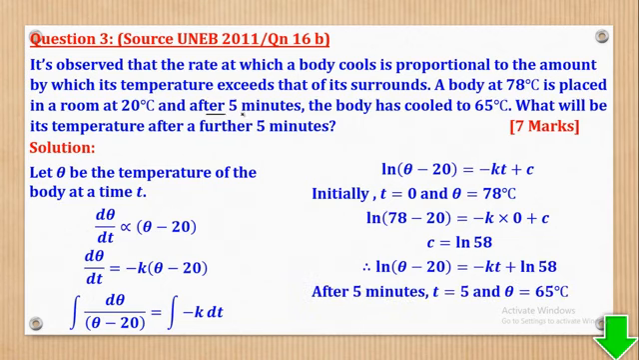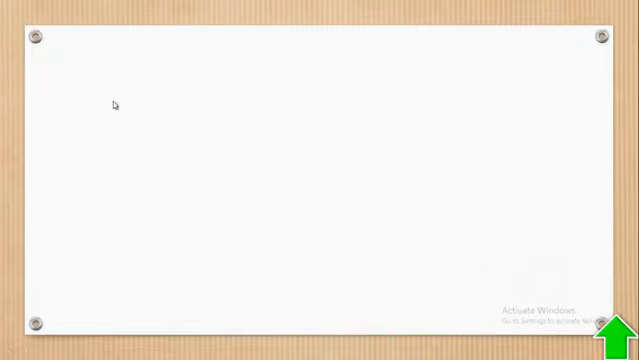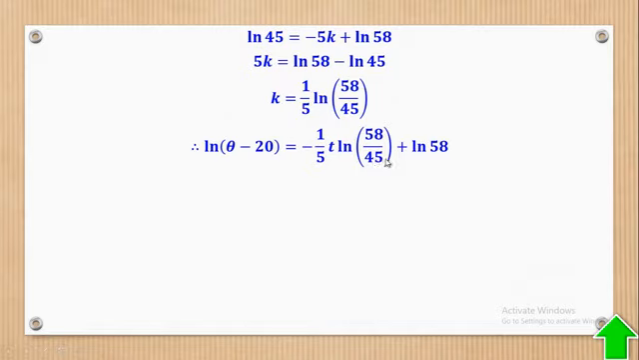Next condition says that after 5 minutes, it implies that t is equal to 5 and the temperature was 65 degrees Celsius. Therefore, I'll come and substitute and come up with that line. And from that line, I can make k the subject, and k will be equal to that. So k will be equal to 1 over 5 ln 58 over 45. Now that I've got k, my equation now becomes that.